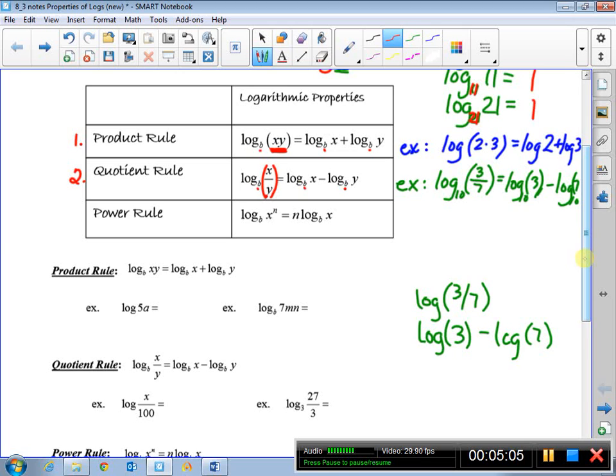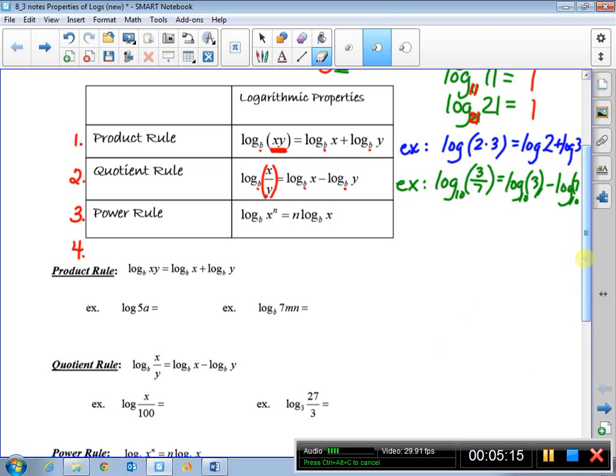The third rule is called the power rule. And I have a fourth rule that I sort of put with the power rule. I'll show you that in a moment. The power rule is everybody's favorite. It says if you have an exponent on your number, so log base b of x to the n, then that little exponent comes right out front and multiplies. So you can see here, n times the log of x.